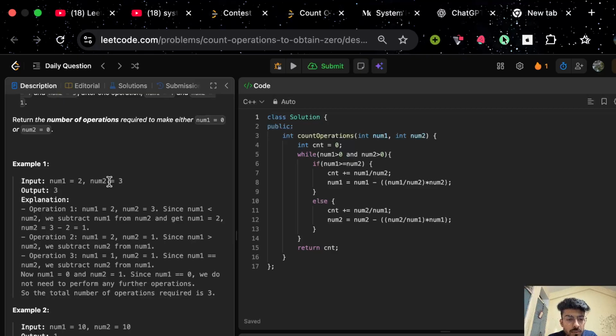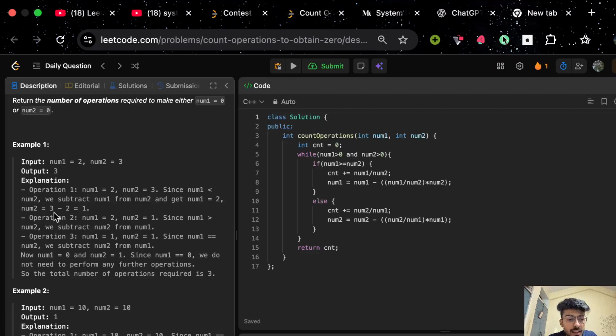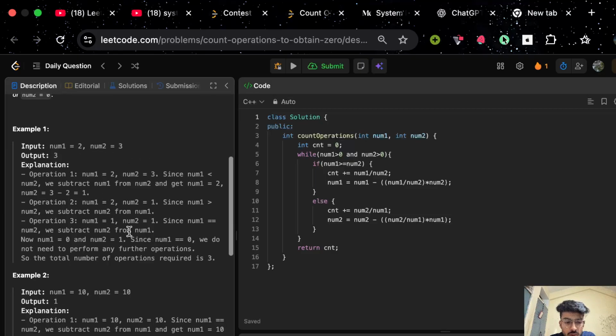So num1 is 2 and num2 is 3. You can subtract 2 from 3 because 3 is greater than 2. So in one operation you will do 3 minus 2, so num2 becomes 1 and num1 remains 2. In the second operation you will do 2 minus 1, so num1 will become 1 and num2 is already 1. And in the third and last operation you will do num1 minus num2, or you can also do num2 minus num1. So it will become 0, and you have done 3 operations to make one of these numbers 0.